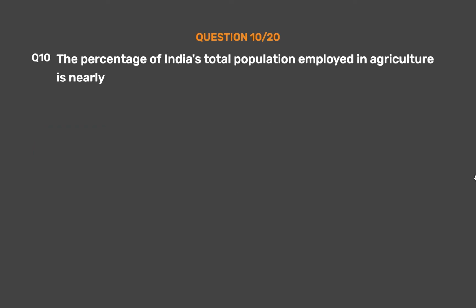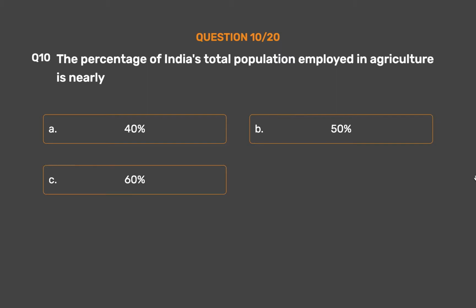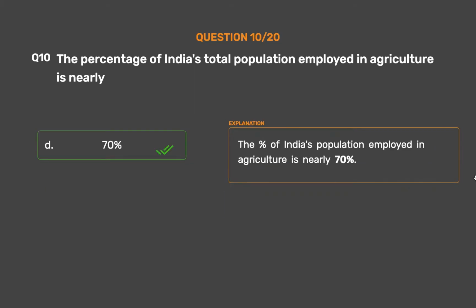Question number 10. The percentage of India's total population employed in agriculture is nearly option A, 40%, option B, 50%, option C, 60%, option D, 70%. The correct answer is option D, 70%. The percent of India's population employed in agriculture is nearly 70%.